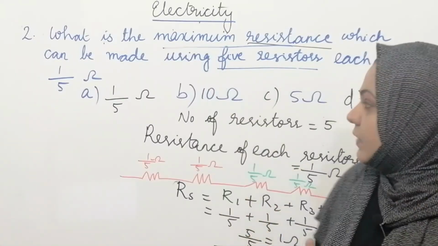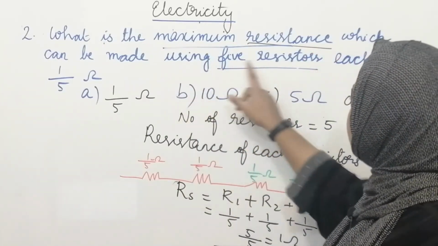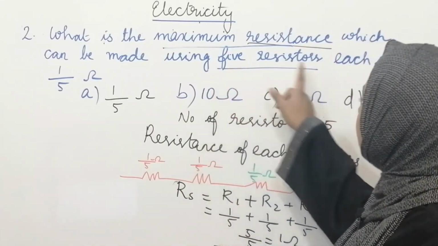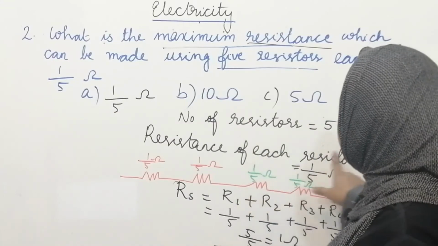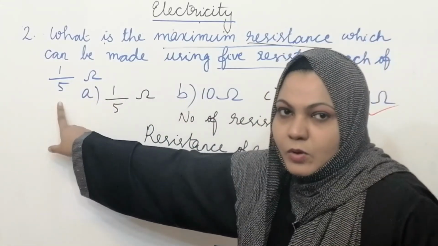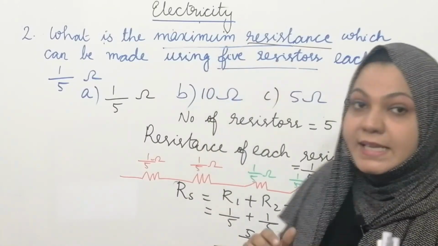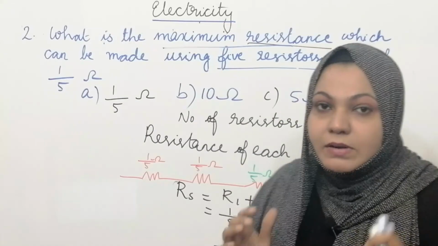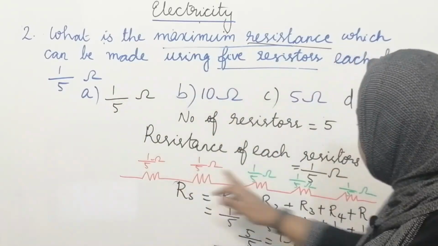One more time we can revise this. What is the maximum resistance which can be made using 5 resistors each of 1/5 ohm? Here it is given the total number of resistors is equal to 5. The resistance of each resistor is 1/5 ohm. You know that resistance is maximum in series condition. So equivalent resistance in series condition will be maximum. So we can arrange these 5 resistors in series.